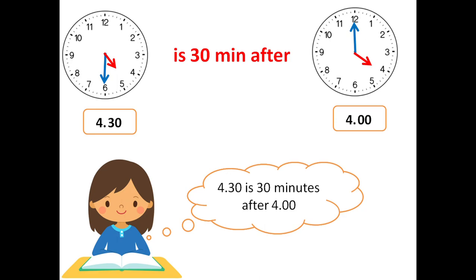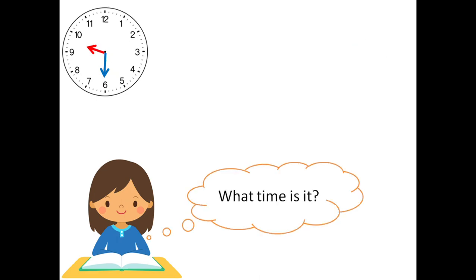Let's try the next example. What time is it? Shorthand is between 9 and 10, so it means less than 10 o'clock. And you need to write 9. And then look at the longhand. Longhand is in 6. It means 30 minutes. So you write 30.